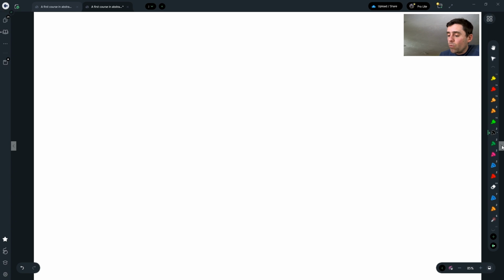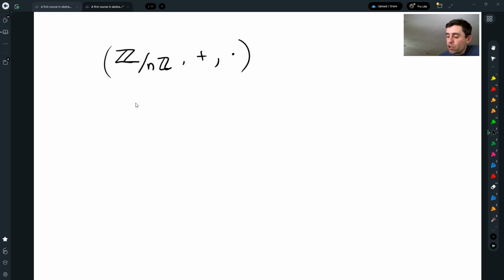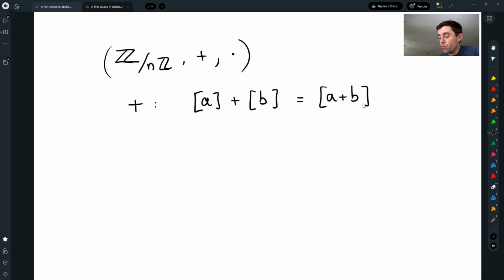So I'm going to endow Z modulo nZ with an addition and a multiplication, where the addition is defined as follows. If I have the class of a and the class of b, that is going to be the class of a plus b. In the congruence notation, the class of a modulo n plus the class of b modulo n: how I'm going to add them up? I'm going to add a and b, and then I'm going to reduce it modulo n.